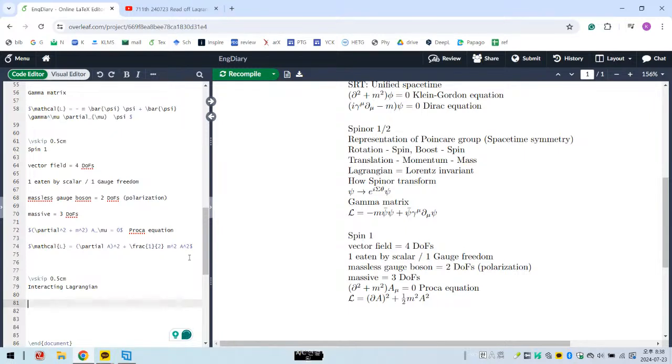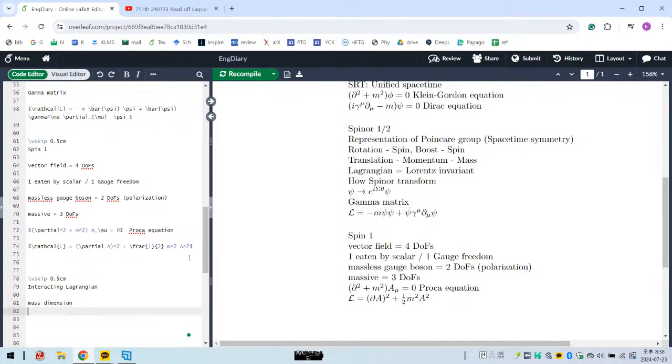But today my point is how we can construct the interacting Lagrangian. Also, we want to consider the Lorentz invariance. So for the interacting Lagrangian, first of all we should count the mass dimension.